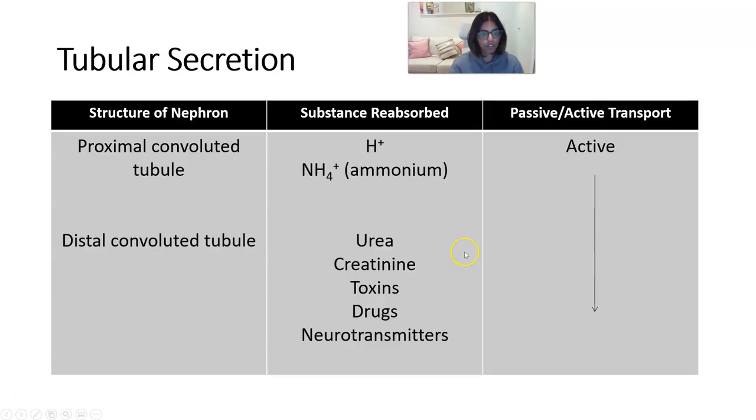So with tubular secretion, we add things to the nephron. What we add to the nephron at the proximal convoluted tubule are hydrogen ions and ammonium ions. At the distal convoluted tubule, we add urea, a substance called creatinine, toxins, any drugs that we've ingested like Panadol and so on, and neurotransmitters that aren't working anymore. Now, all of these just undergo one type of transport, which is active transport.